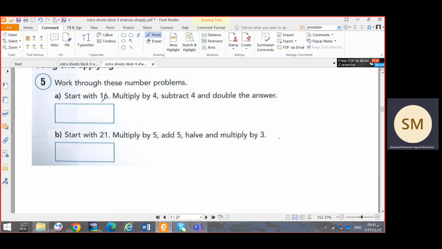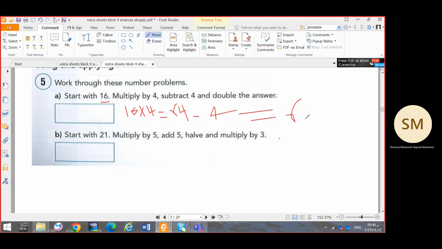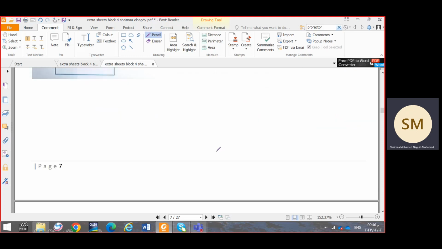This one starts with 16. It's very easy. I will start with 16, then I will multiply by 4, so it will give me 64. Okay, 64. I will subtract 4. He told me subtract 4, so I will subtract 4, so it will be 60. Okay, then double the answer. The answer here is 60, so it will be 120. Okay, it's easy.